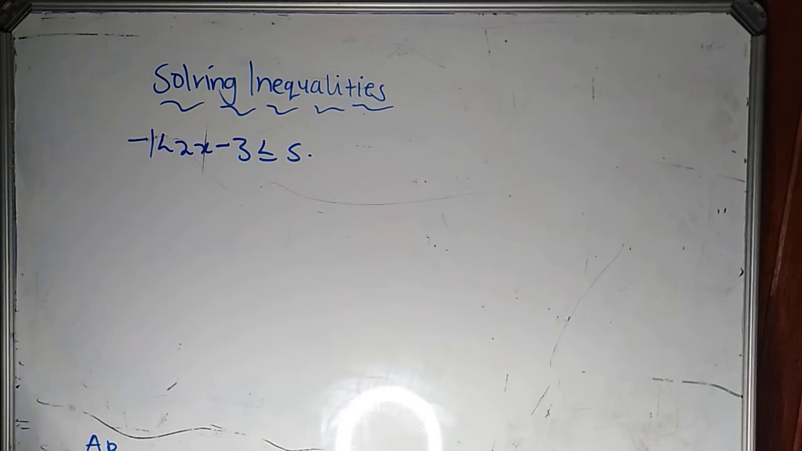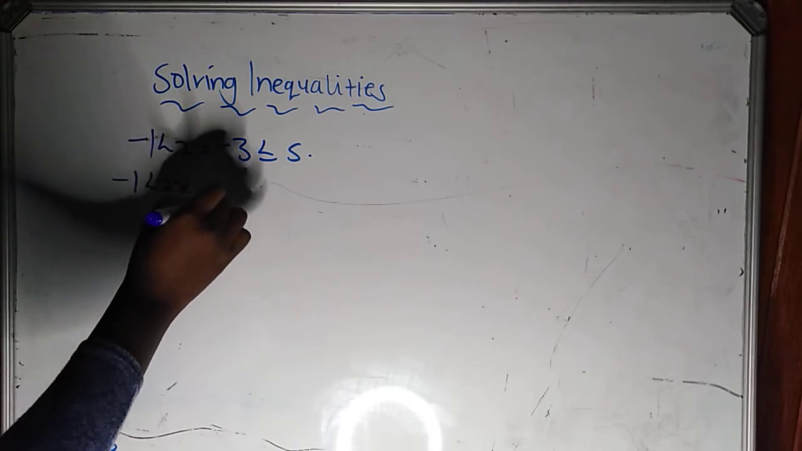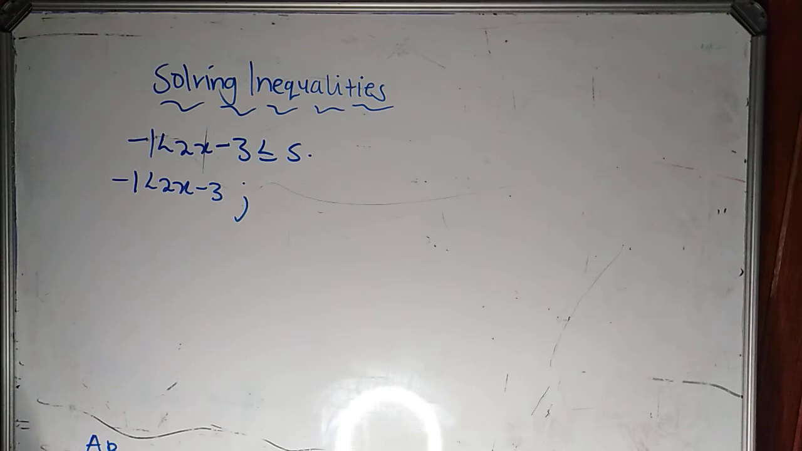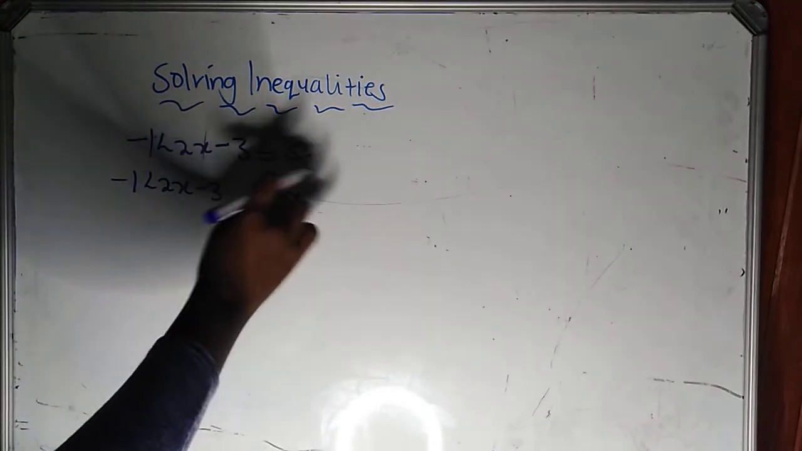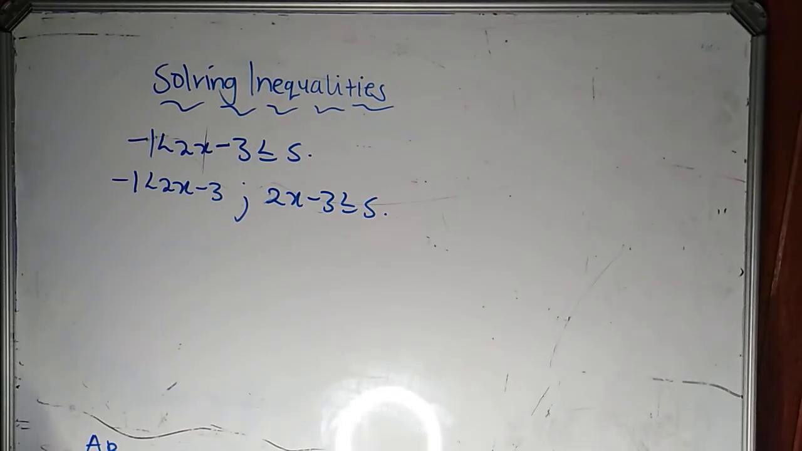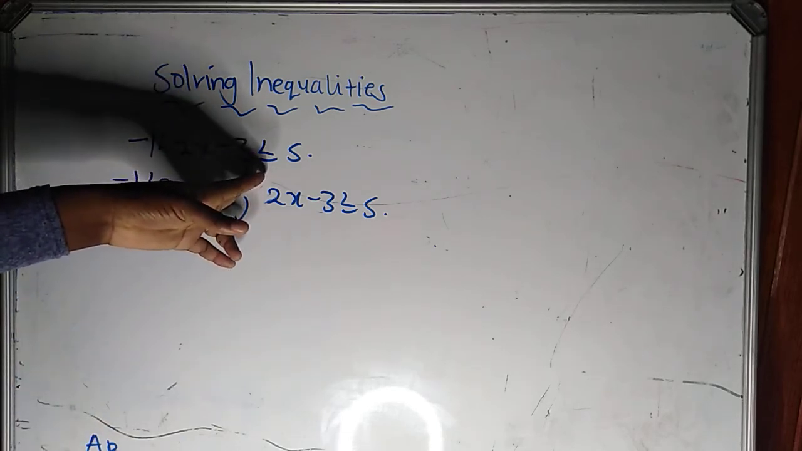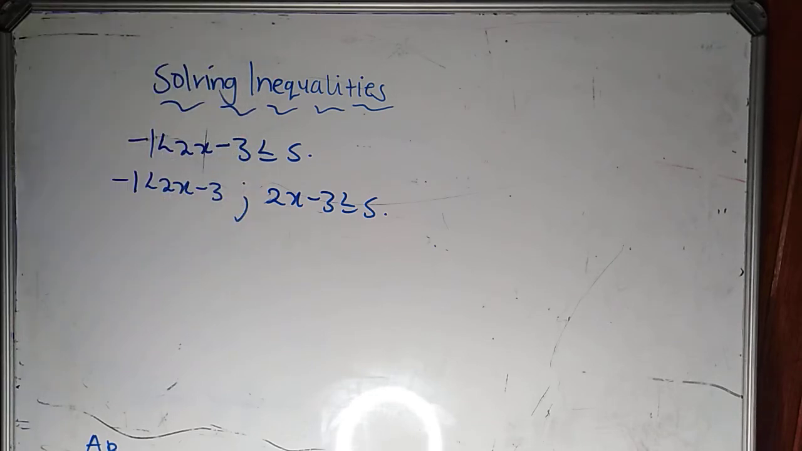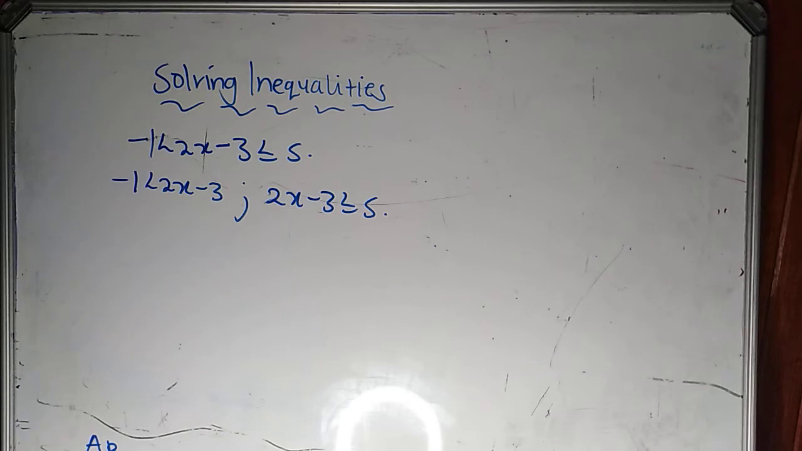Most people, when they see two inequality signs, they run away, not knowing that this is very, very simple mathematics. So you simply say minus 1 is less than 2x minus 3. You simplify this portion on its own. And then you simplify 2x minus 3 is less than or equal to 5. I hope you see the way I divided this. I treated this first one up to here as a separate inequality. And then I say the second inequality will start here up to there. And then I'm going to simplify them separately.